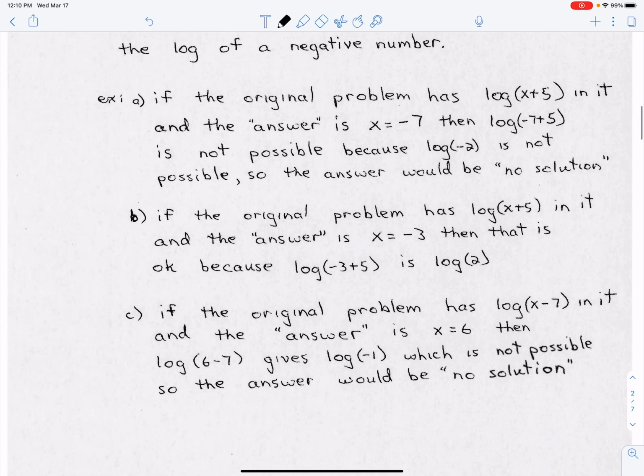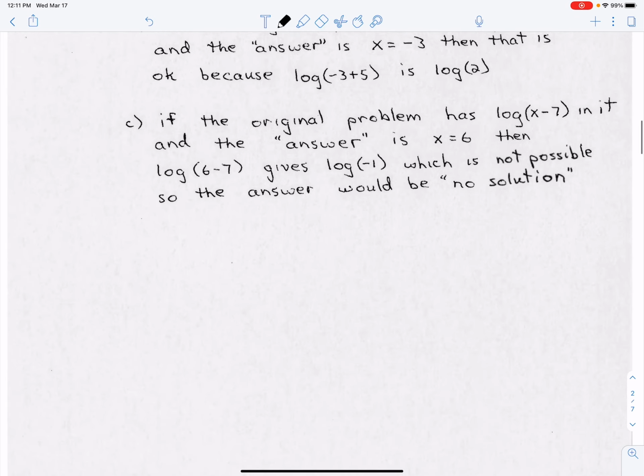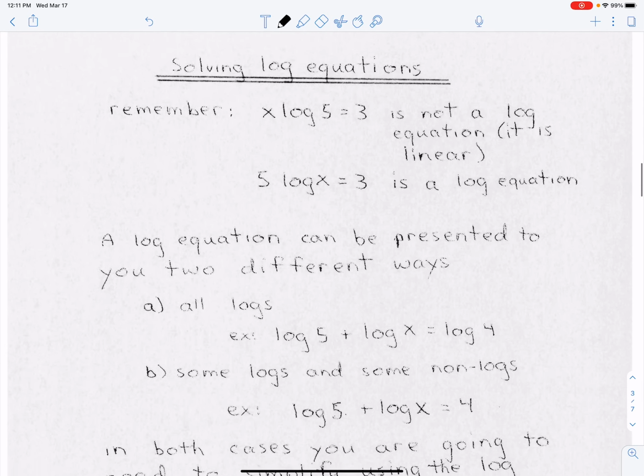How about if the original problem has an x minus 7 in it, and the answer after you do all the work is 6? Then you'd have to throw out the 6. Why? Because 6 minus 7 is log of -1, and you can't take the log of a negative number. Again, it's not that the answer can't be negative, okay? It's that it can't cause you to take the log of a negative number if you plugged it back in to check it. Okay, so let's take a look at some examples.